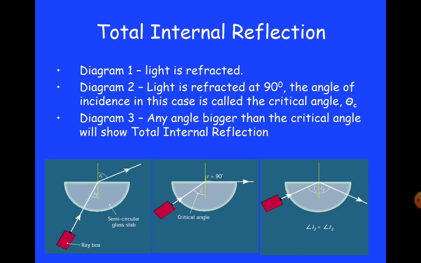Okay, so looking again at diagram 1, the angle of incidence is lower than the critical angle. Diagram 2, the angle of incidence is exactly the critical angle, as the light that is refracted is at an angle of 90 degrees. In the third diagram, the angle of incidence is bigger than the critical angle, and then we get a total internal reflection.